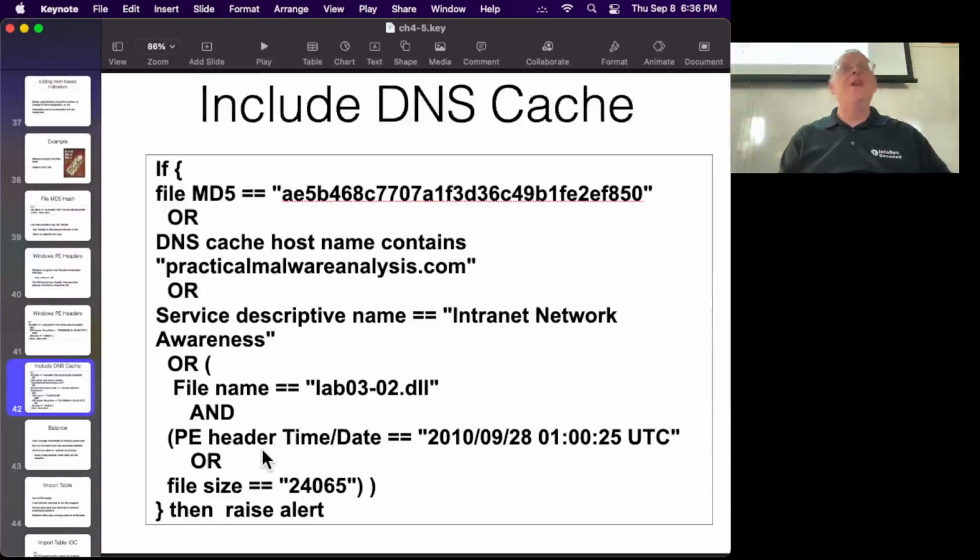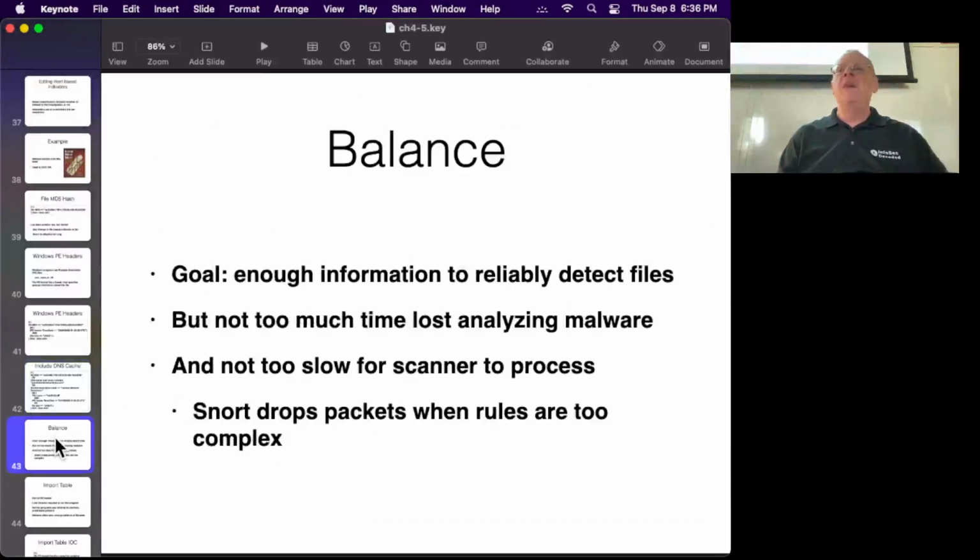Now it will survive quite a few minor modifications in the file. So that's what you might do to make a better indicator. So you're trying to make a balance here. You want to have enough information to detect the file, but you don't want your rule to be so complicated that it's going to be too slow to run.